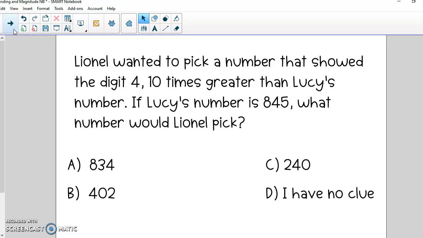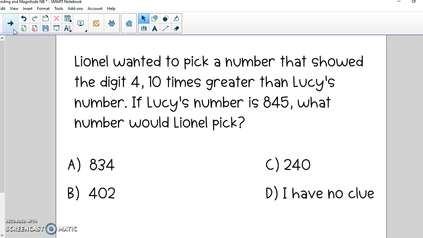Lionel wanted to pick a number that showed the digit 4 10 times greater than Lucy's number. If Lucy's number is 845, what number would Lionel pick? Is it A, 834, B, 402, C, 240, or D, I have no clue? If you chose D, I have no clue, that is okay. We are going to go through this lesson on magnitude of whole numbers, and by the end of this lesson, you will have a clue as to what the answer is to this question.